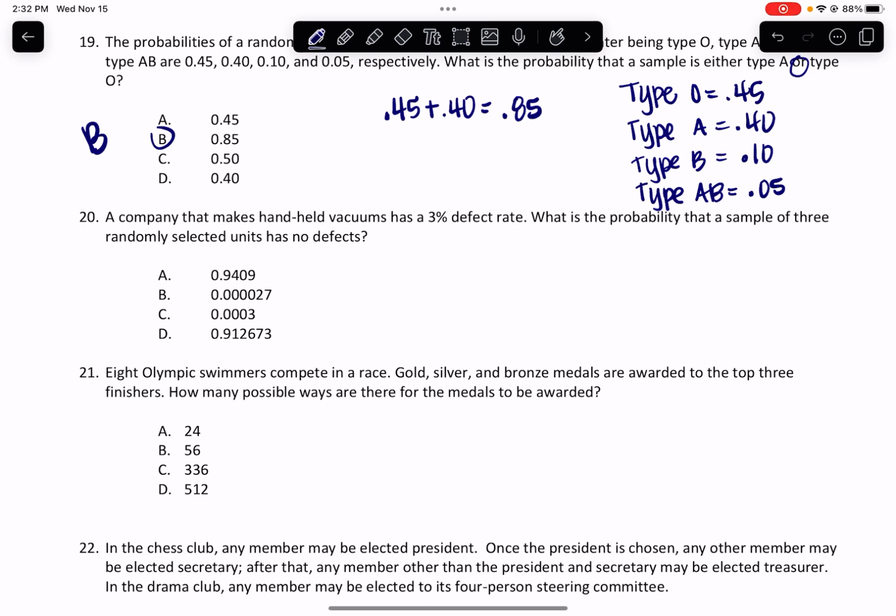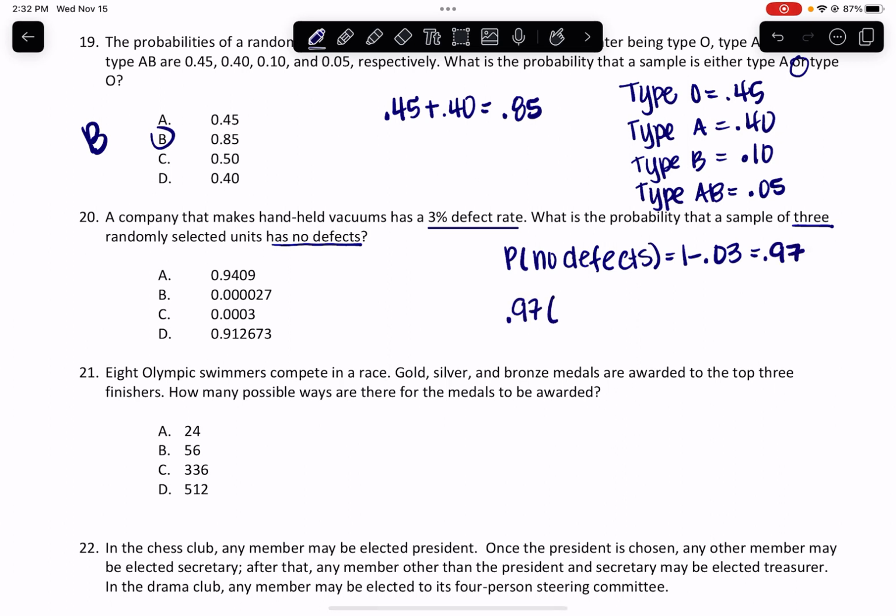A company's handheld vacuums have a 3% defective rate. What is the probability that a sample of 3 randomly selected units has no defects? Okay, probability of no defects equals 1 minus 0.03, which is 0.97. And we want 3 of those. So 0.97 times 0.97 times 0.97, which multiplies out to 0.912673.